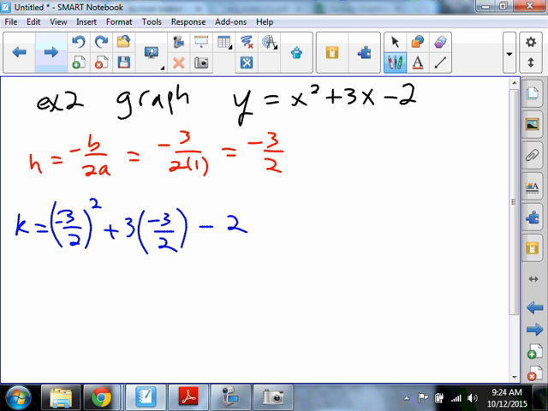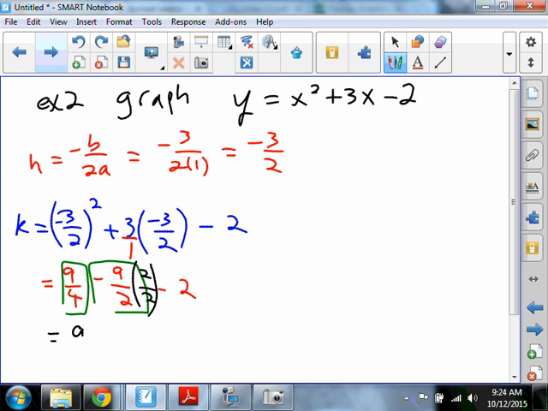Squaring negative 3 halves is going to give us what? 9/4. Now this 3 is over 1. That's going to give us negative 9 halves, right? And then minus 2. Now, I need this fraction to have a common denominator to this fraction. So what am I going to use for my denominator? 4th. So I'm going to multiply this fraction by 2 over 2. So I'm going to have 9/4 take away how many fourths? Minus 18. Hey, one's positive, one's negative, and one's twice the size of the other one.